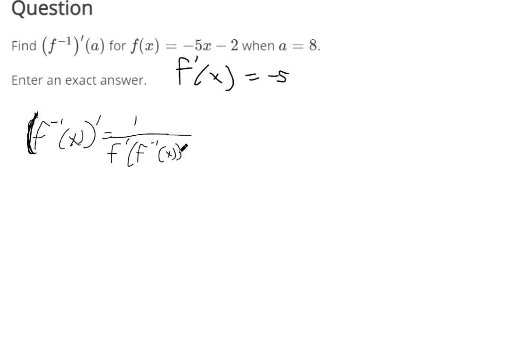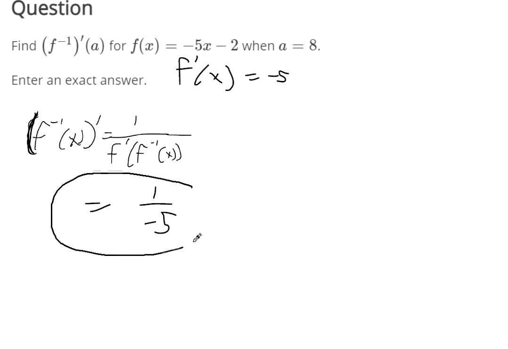So there's actually nowhere to plug in the inverse into the derivative of the original function. Can't plug this in because there's no x. So it's just 1 over -5. So it doesn't matter what a is. The derivative of the inverse for this particular function is always -1 over 5.